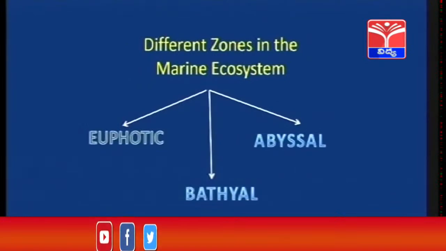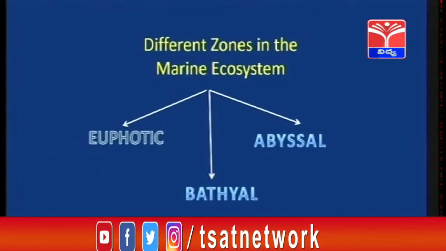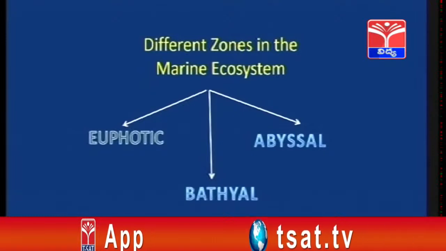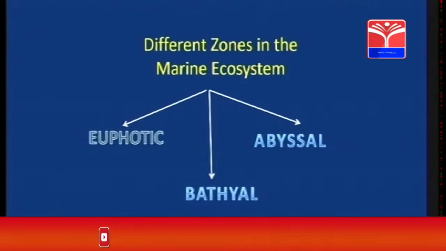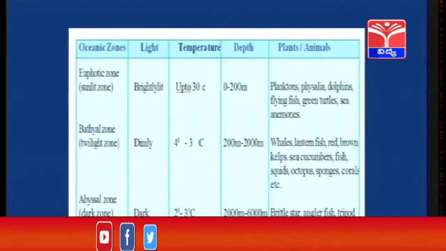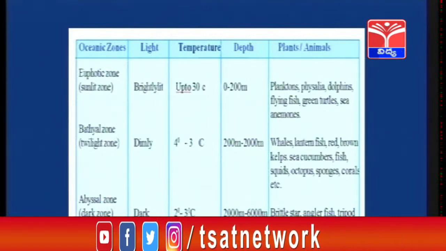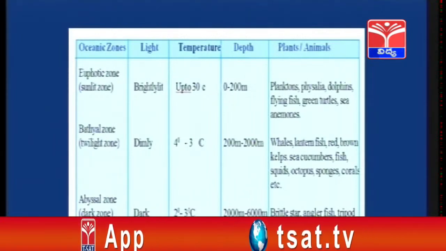Different zones in the marine ecosystem: euphotic, bathyal, abyssal. Photic means light, so the sunlight zone is called the euphotic zone. Bathyal zone, twilight zone. Abyssal, dark and cold zone. Ocean zones: light, temperature, depth, plants and animals. Oceanic zones are 3. Depending on the penetration of sunlight, it is characterized by 3 types.